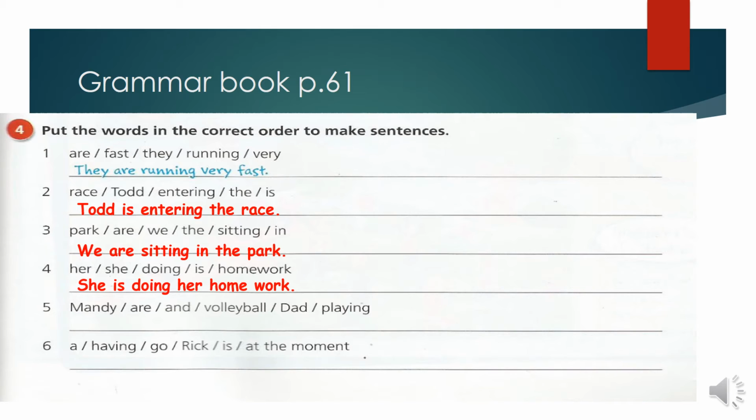Number five, Mandy are and volleyball dad playing. It will be Mandy and dad are playing volleyball. Number six, a having go wreck is at the moment.